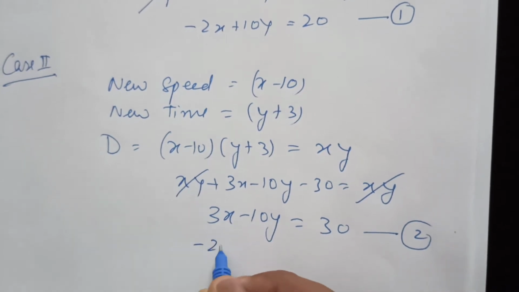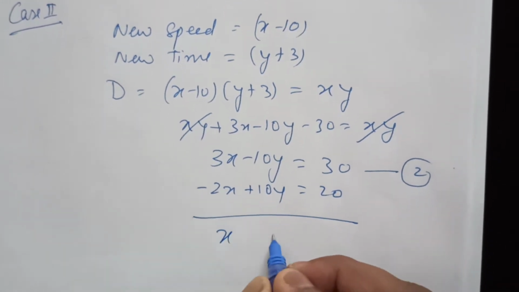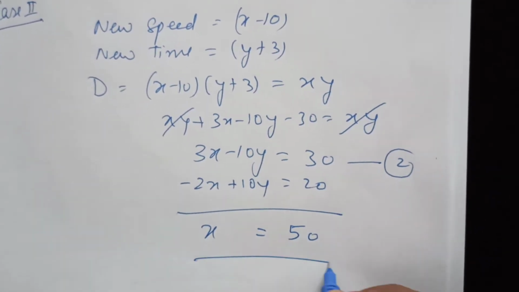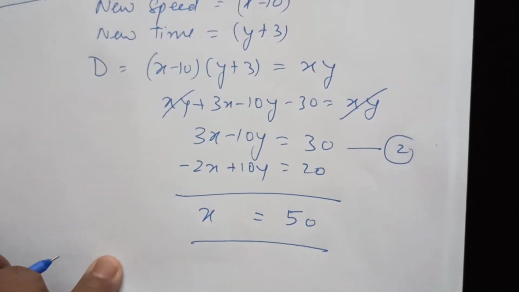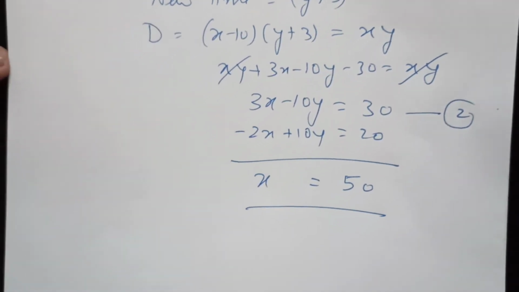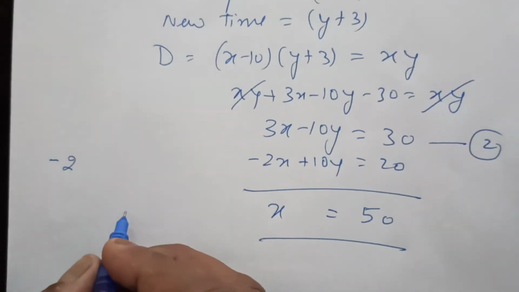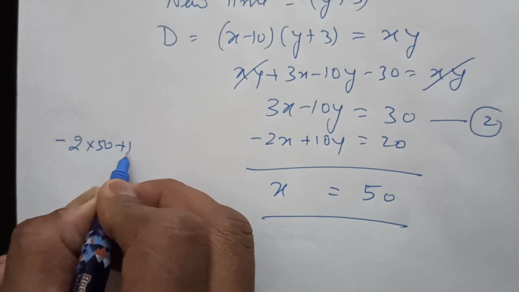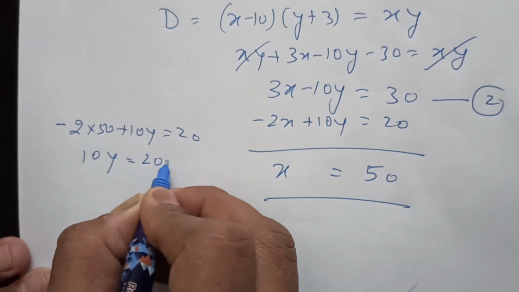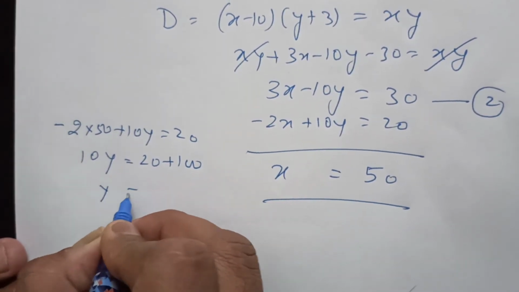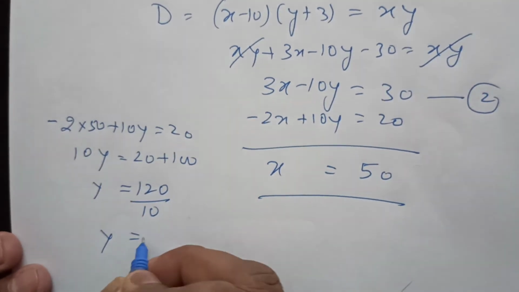If we add them, we get x is equal to 50. Let us put this value 50 into the first equation. On substituting the value into the first equation, we get minus 2 into 50 plus 10 into y is equal to 20. So 10y is equal to 20 plus 100. So y comes out as 120 upon 10. So y value is 12.